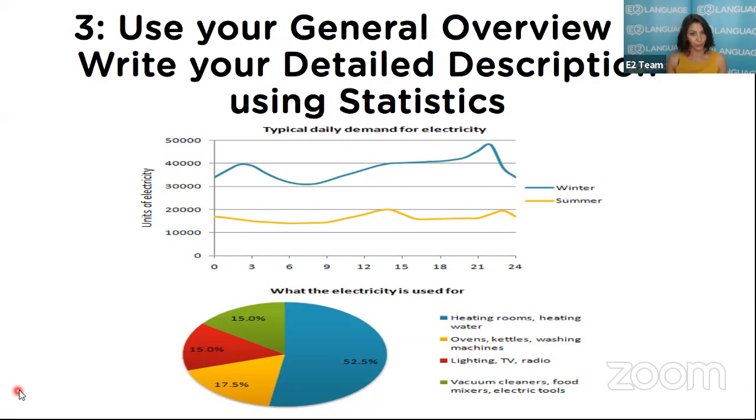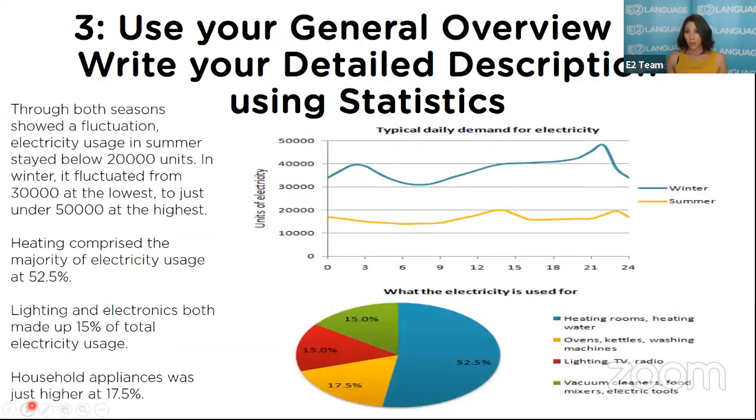Okay, guys, good job. So let's have a look at what I had written. Though both seasons showed a fluctuation, electricity usage in summer stayed below 2,000 units. So electricity usage in summer didn't rise above 2,000 units. That was the maximum. In winter, it fluctuated from 30,000 at the lowest to just under 50,000 at the highest. Here I just mentioned where it started and then the highest point.